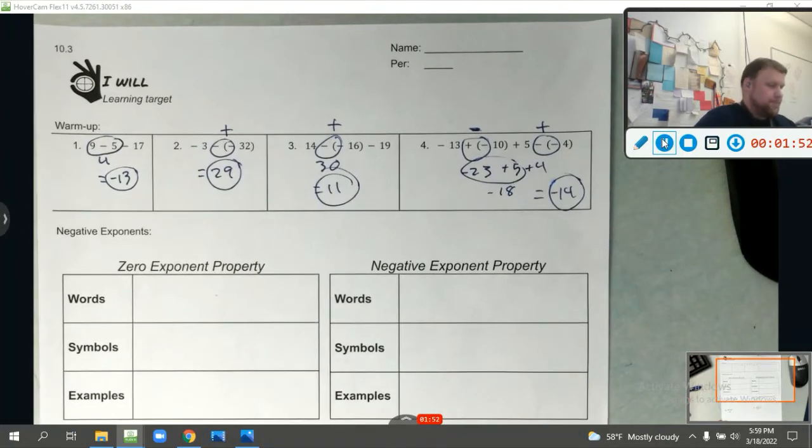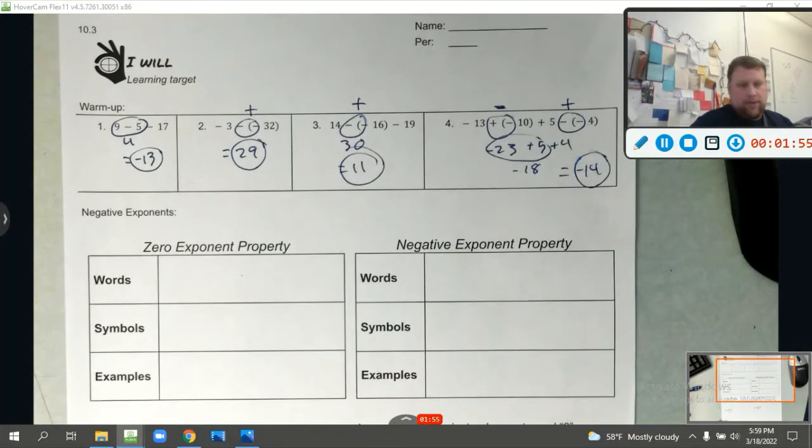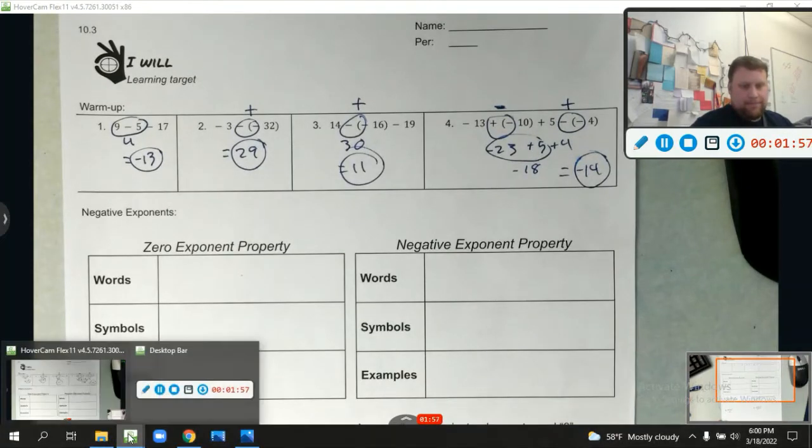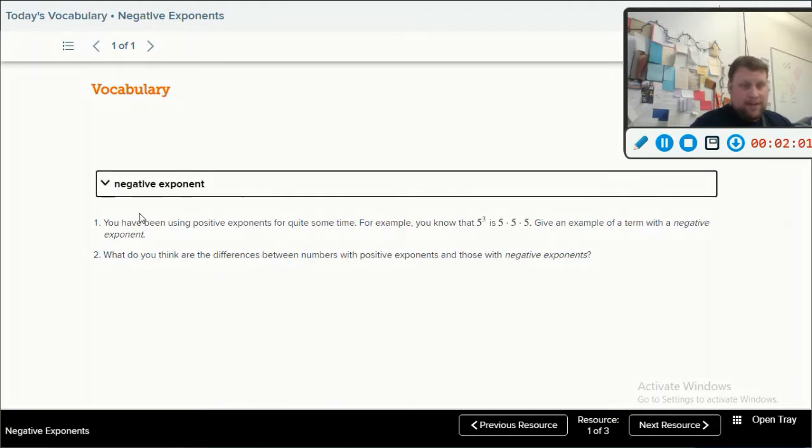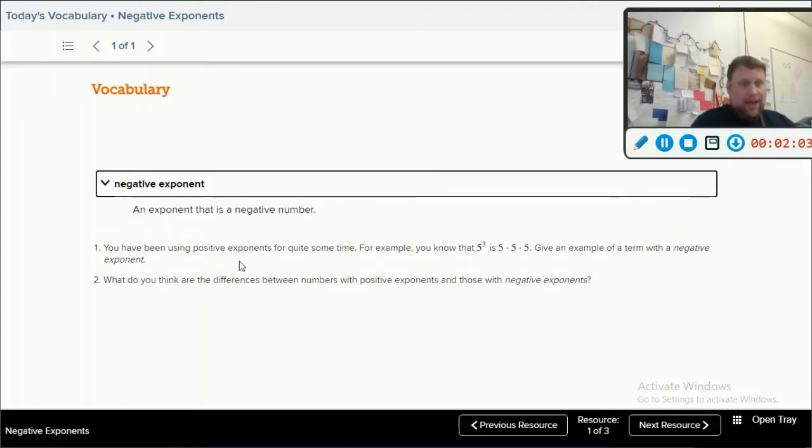And here we go. All right, let's go look at some vocab. You ready? Negative exponent: an exponent that is a negative number. Again, pause this because I'm moving right along. All right, we're heading out.